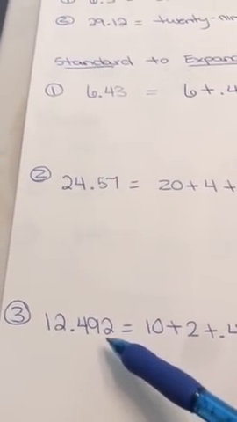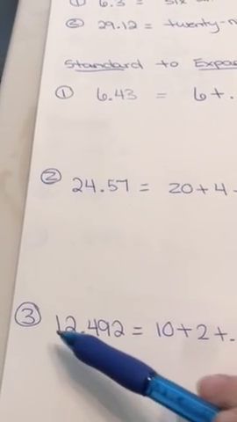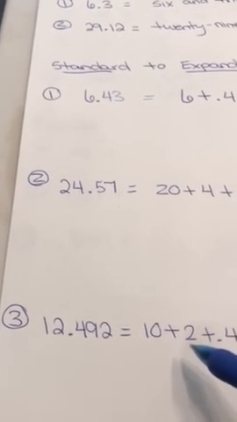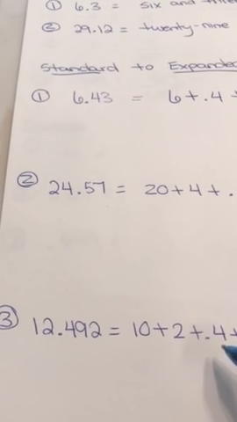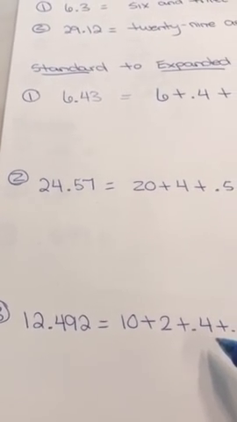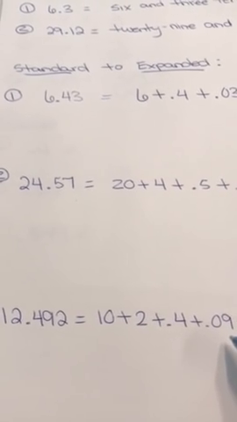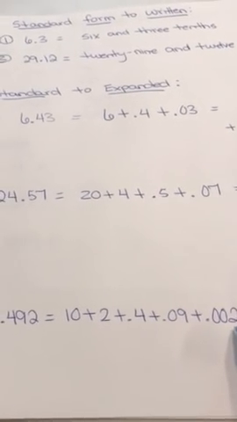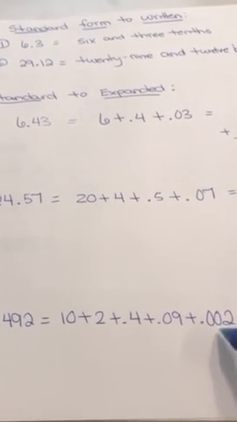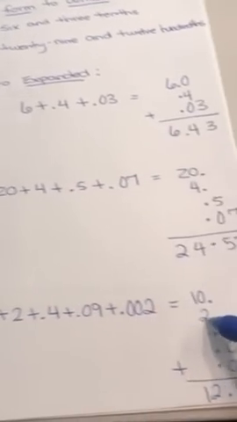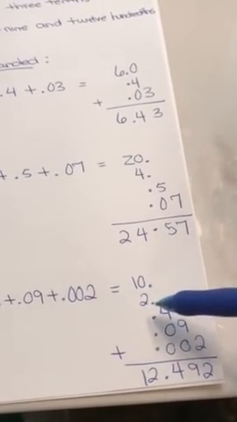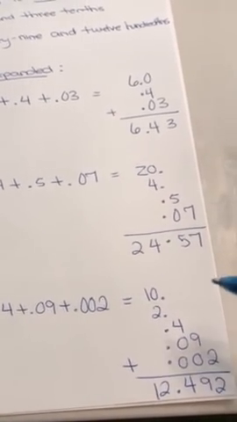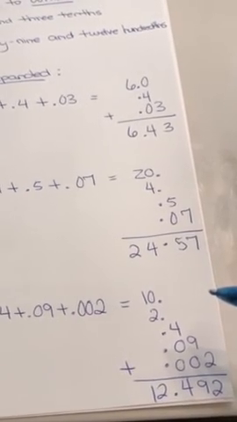Okay, here's another one. 12 and 492 thousandths. Again, if I'm finding the value of this 12, that's 10, there it is, plus 2 ones. Plus, there's my 4 tenths. To represent 9 hundredths, I'm going to say plus 0.09. And now to represent my thousandths, I'm going to say plus 0.002. So I had to have a 002 to reach my thousandths place. Again, I can line them up. There's my 10, there's my 2, my 4 tenths, my 9 hundredths, my 2 thousandths. Line them up, and I get back 12 and 492 thousandths.